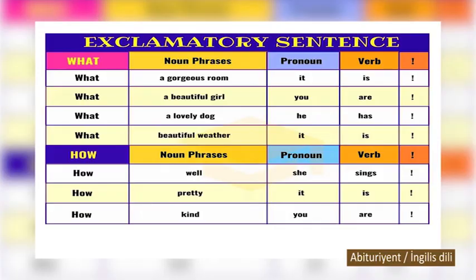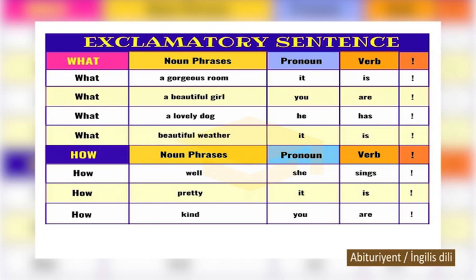How well she sings. Sing is verb and well is, of course, adverb. How pretty it is, or how pretty the girl is. If we use there after adjective, we use a noun. The noun is used with definite article.